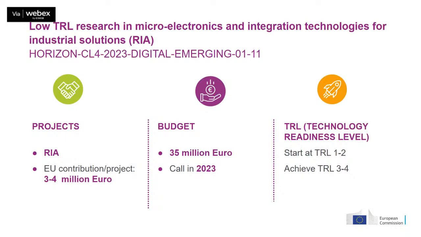So here we are moving down on the TRL scale, and we're looking for proposals starting at TRL as low as 1 or 2, achieving at the end TRL 3 or 3 to 4. So it's rather long-term and basic research type proposals we're looking for, research and innovation action. We're looking for contribution around 3-4 million, so quite limited size projects, and our budget is 35 million euro.